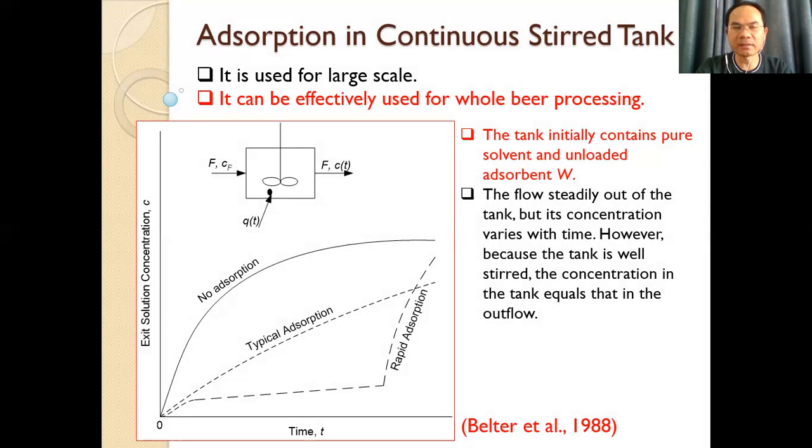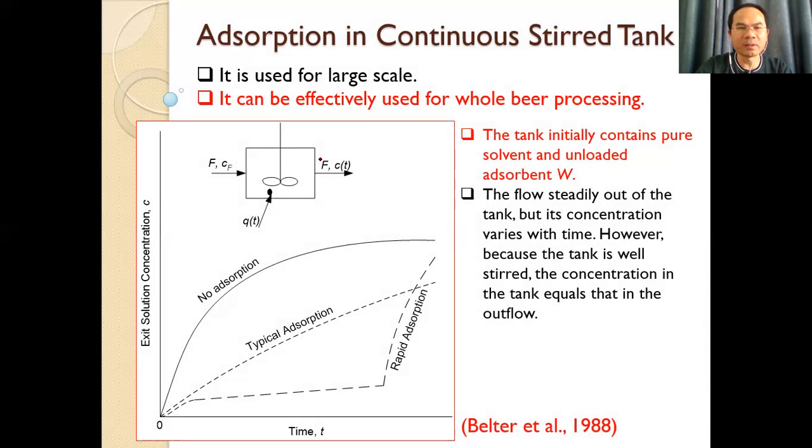We continue the lecture on adsorption. As I previously said, we talked about batch adsorption. Now we will consider the continuous stirred tank adsorption equipment. Mostly we use the continuous stirred tank for large scale production. It can be effectively used for whole beer processing. For this case, the tank initially contained pure solvent.